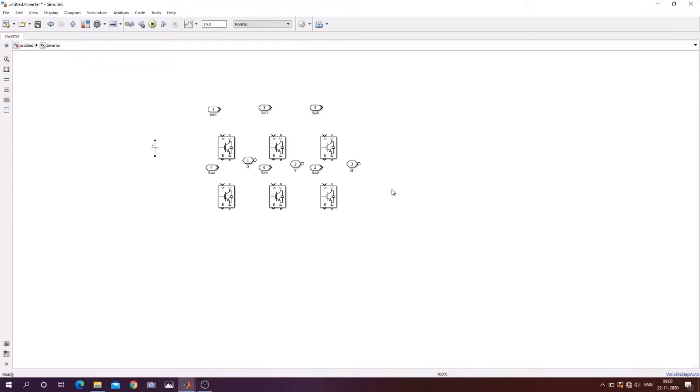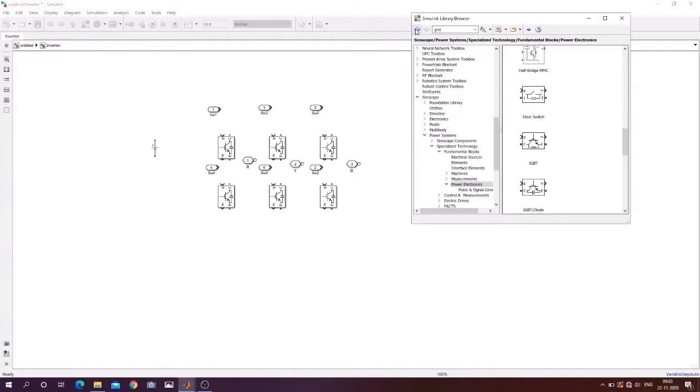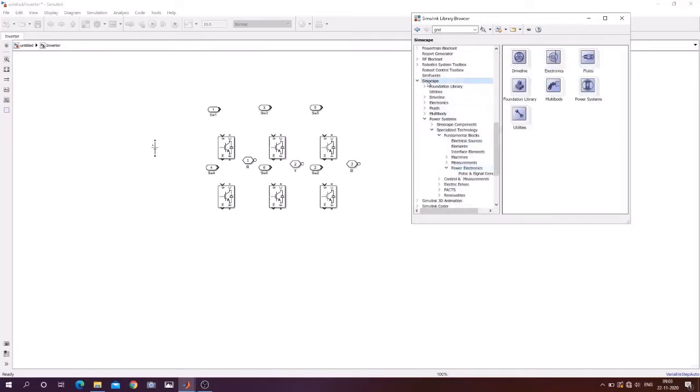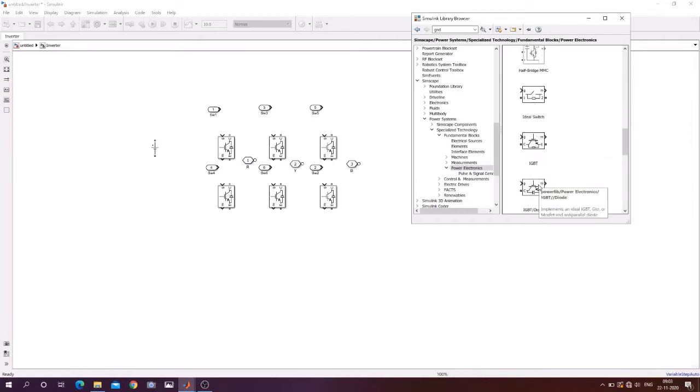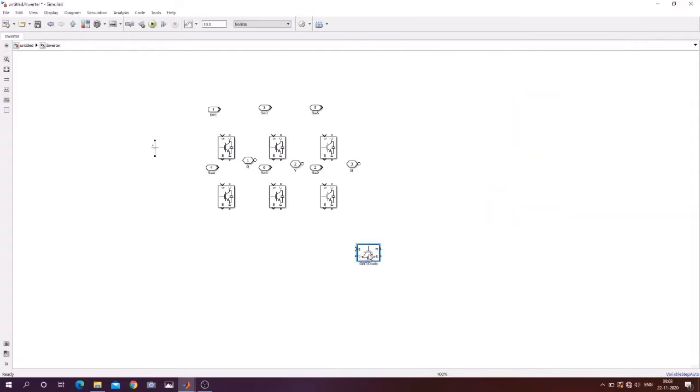So let us first make the inverter. For the inverter, we will go to the library, and then we will find Simscape. In Simscape, Power Systems, Specialized Technology, Power Electronics, you will get many switches. I have taken this single IGBT with diode, this one, and then I put it over here.